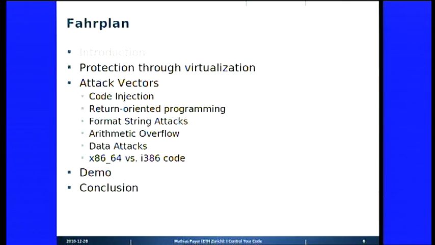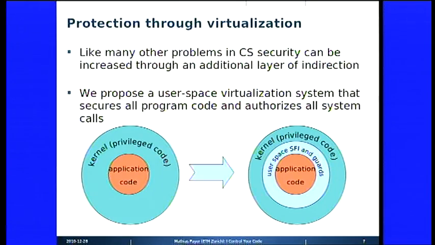So the first tool that I'm showing you is protection through virtualization. Like many other problems in computer systems, security can be increased through an additional layer of protection, of indirection. We just add an additional layer on top of all the other layers that we already have. All of you will know virtualization on a system level, like VMware or Xen or all the other things, or simulators like QEMU and all that stuff.